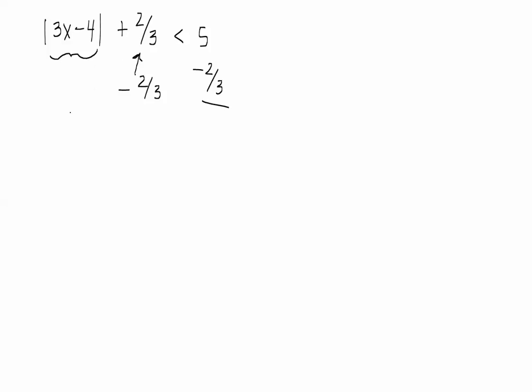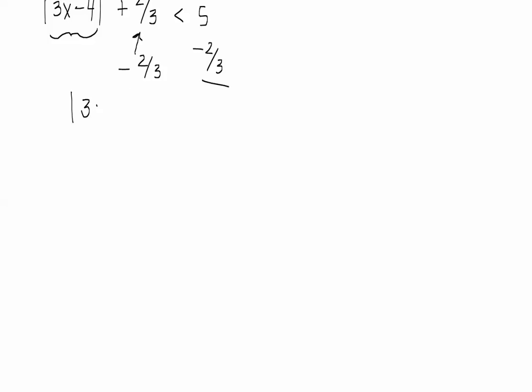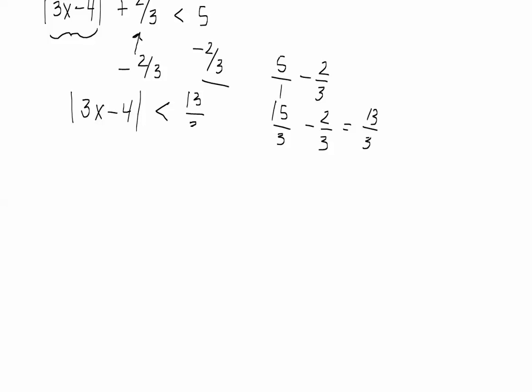When that happens, now you have absolute value of 3x minus 4 is less than, let's see, what's 5 minus 2/3? I have to get common denominators of 3. 3 goes 1 to 3. 3 times 5 is 15. 15 minus 2. Okay, so that's 13/3 goes here. Now notice, all that I see on the left side of my inequality is absolute value, and on the right side is a number. So now this problem is also ready to solve.